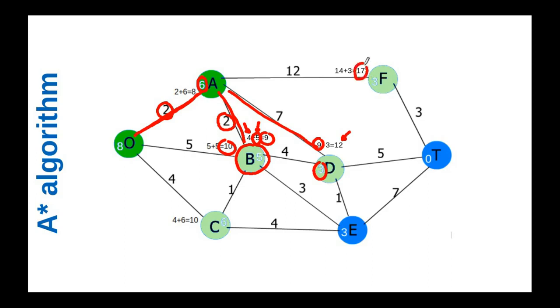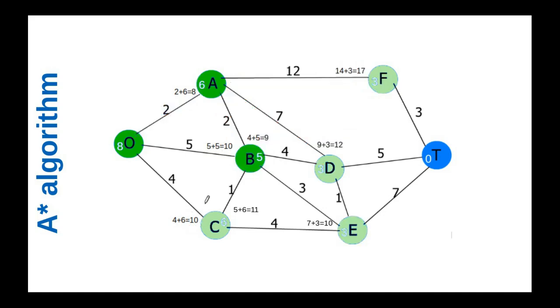Here we have a 17. Why? Because we have 2 plus 12 is this 14 plus 3. That is the heuristics of F is 17. Then here we have a 10, as you can see here. So the next step will be to consider B because it has the minimum value.